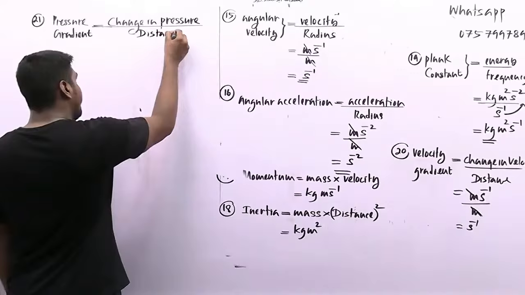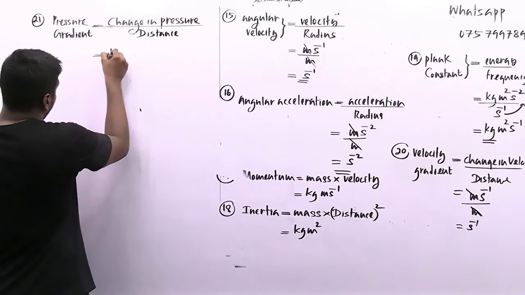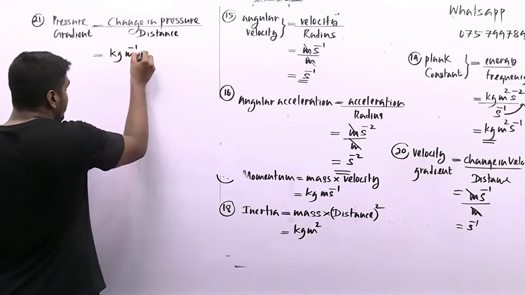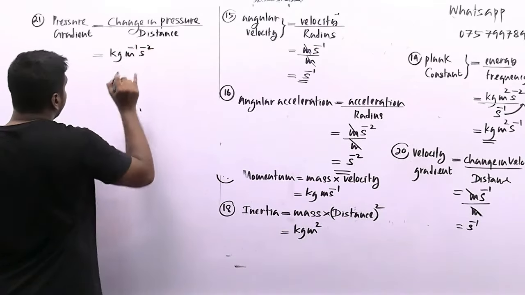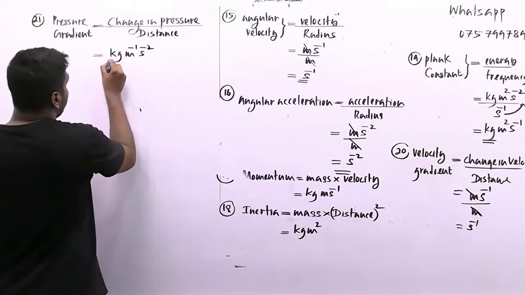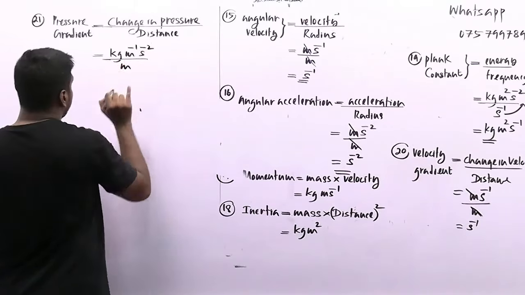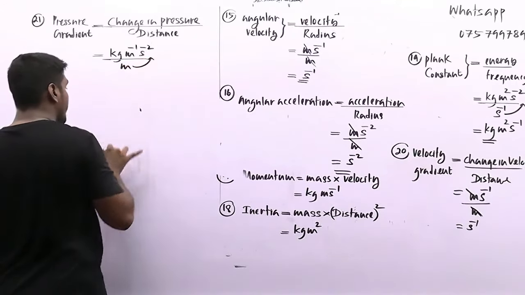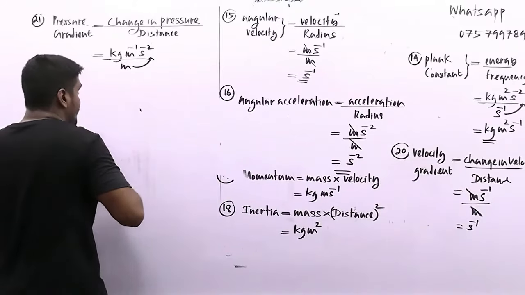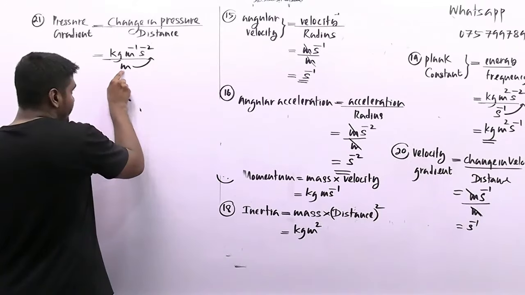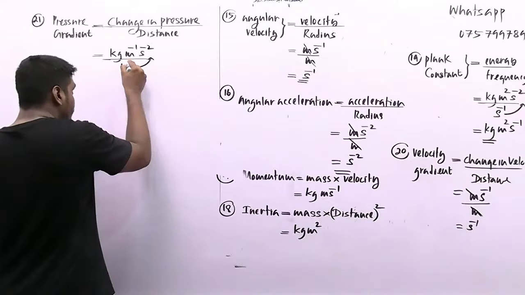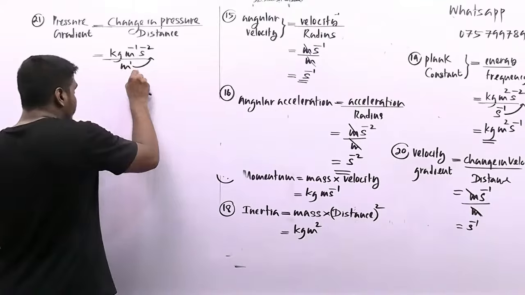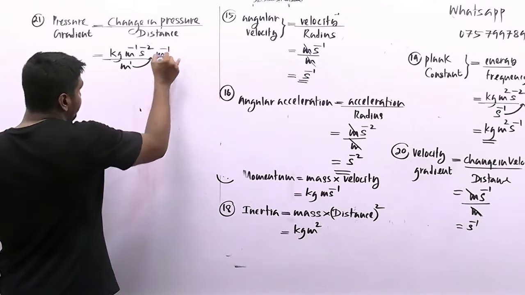Now you found the units of pressure. The units of pressure, you can remember, is kg m to the power minus 1 s to the power minus 2, over distance measured in meters. When simple m goes to the numerator, it becomes m to the power minus 1. Why? Because when m is at the denominator, the power of m is 1. When m to the 1 goes to the numerator, it becomes m to the power minus 1.